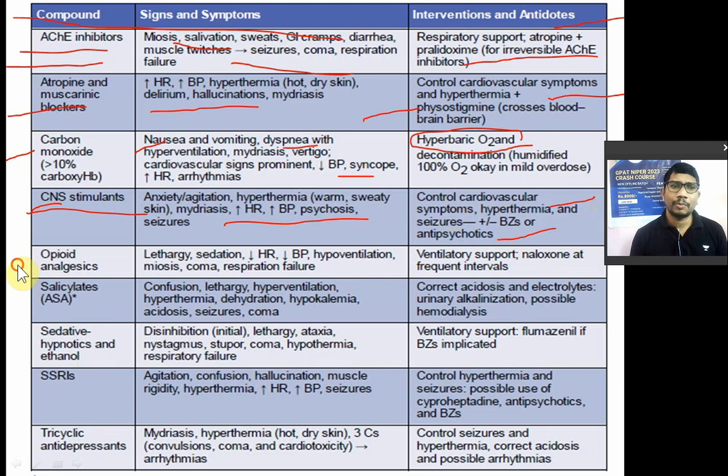Now in case of opioid analgesic poisoning, opioid का poisoning अगर हो गया, so that leads to lethargy, sedation, decrease in the heart rate, decrease in the blood pressure, hypoventilation, miosis, coma, and respiratory failure.